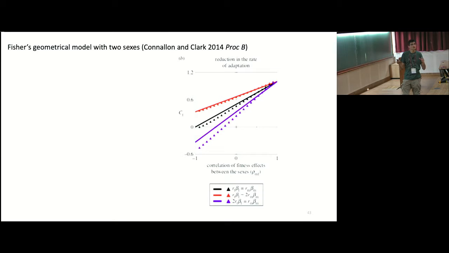And as a consequence of a large fraction of mutations being sexually antagonistic, there's this cost to the rate of adaptation, in that the rate at which one sex adapts is much slower than it would be if it wasn't constrained by so many potentially beneficial mutations for that sex being deleterious in the other sex.